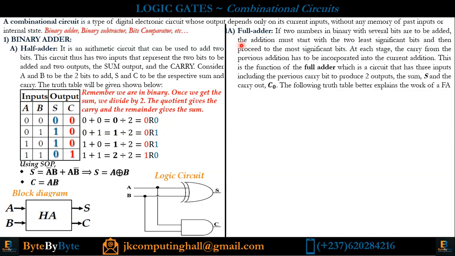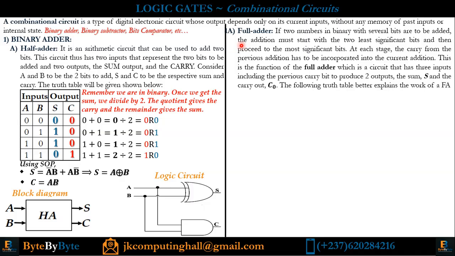Full adder. If two numbers in binary with several bits are to be added, the addition must start with the two least significant bits and then proceed to the most significant bit. Yeah, it's just like in primary school.